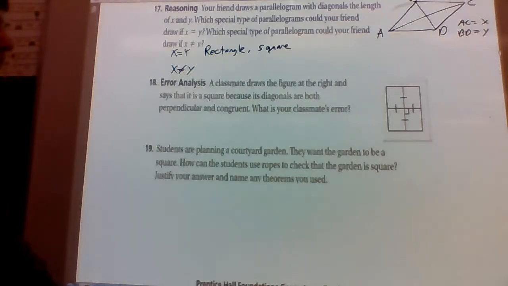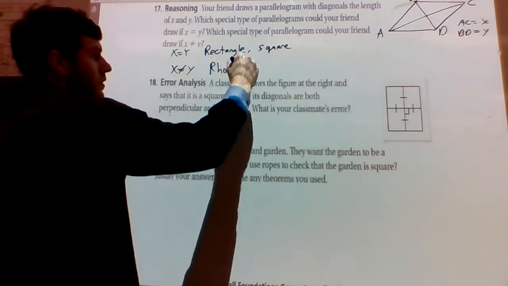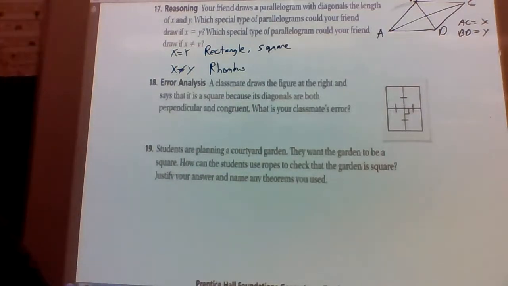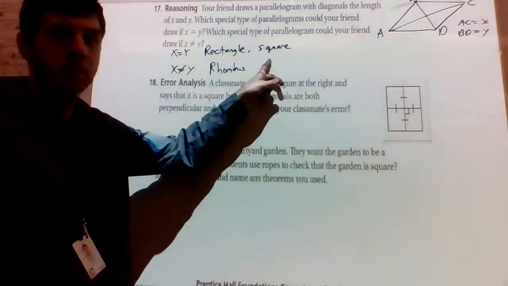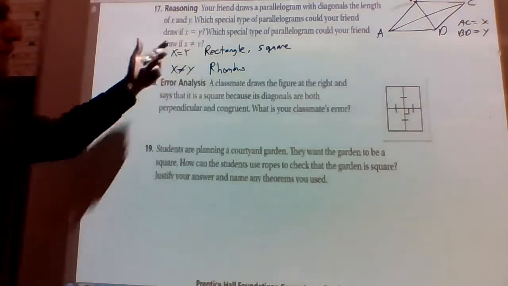We could have a rhombus. Rhombuses might have diagonals that are congruent if it's a square, and squares are rhombuses. So that would be the special case where it would not work. But if it's a rhombus and not a square, then when x does not equal y, we could have a rhombus.